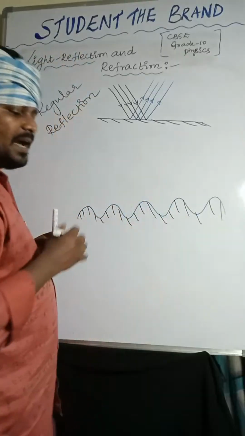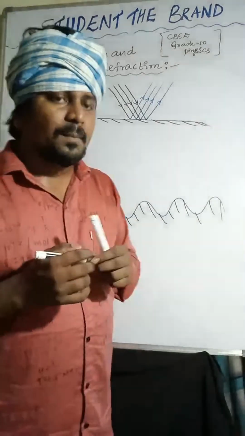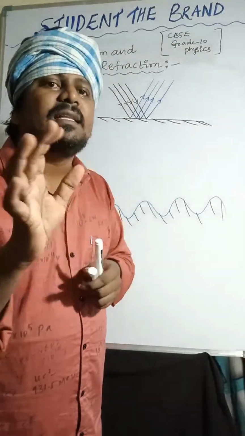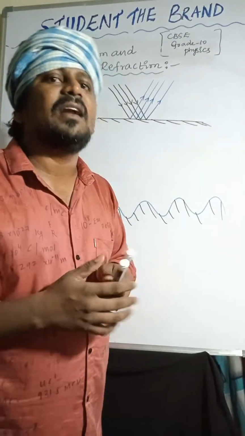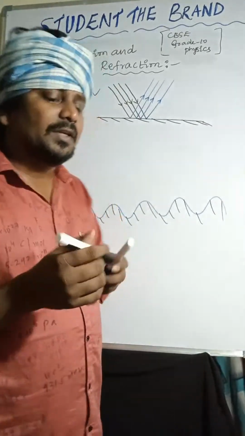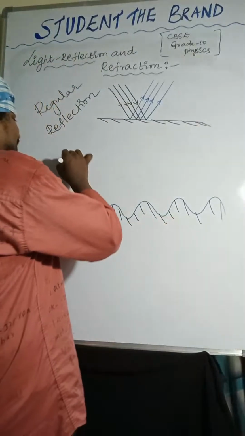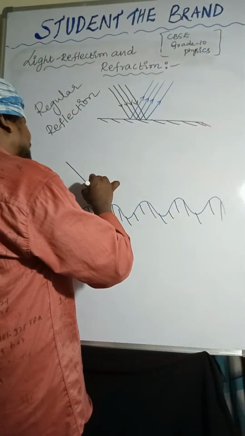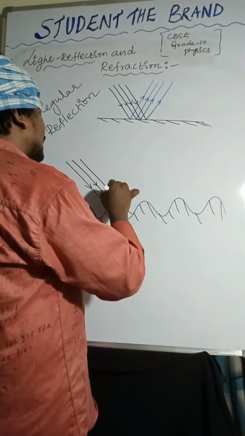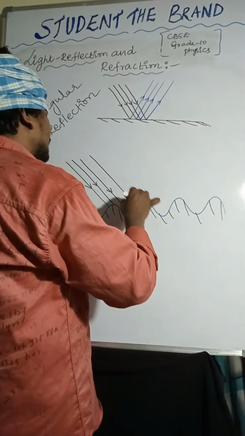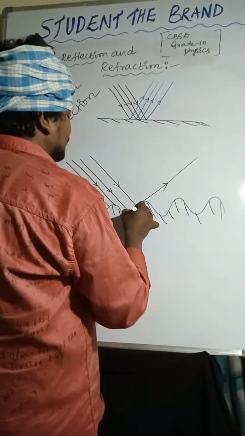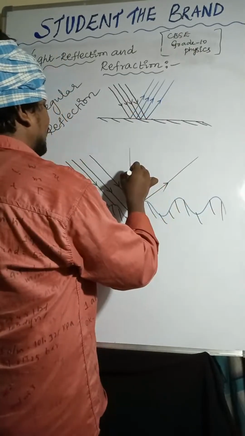Incident light rays are parallel to each other, but reflected light rays are not parallel to each other. This type of reflection is called irregular reflection.